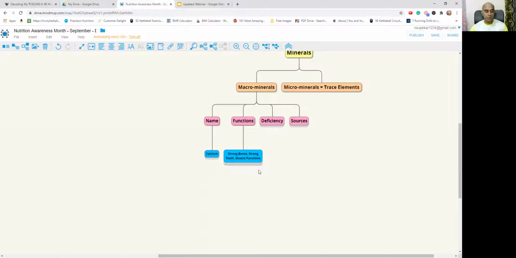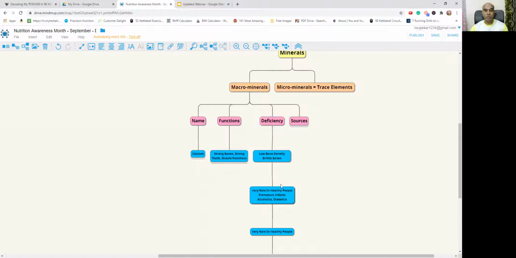So if we don't have enough calcium through our diet, what is going to happen? If there is a deficiency, then obviously we are going to have low bone density, or we will have brittle bones. And if we don't have a very good bone density, if our bones are brittle, then we will be faced with lots of problems with regards to bones, which is not a very good thing to have. So we will have lots of joint aches, we will have osteoporosis, osteoarthritis, all those kinds of problems. So all these problems are going to happen if calcium deficiency is created in our body.